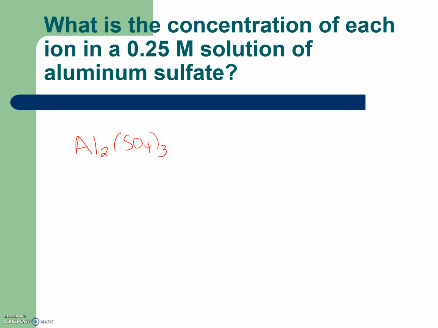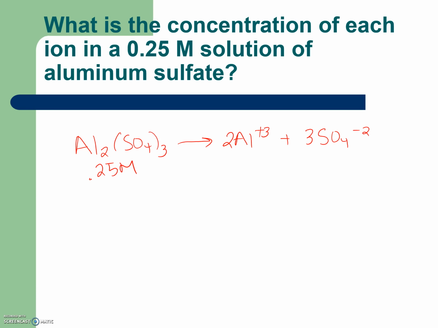And so now we need to break this apart. We're going to break this apart into 2Al+3 plus 3SO4-2. So I have 0.25 molar of aluminum sulfate. How much of each of the other ones do I have? Test yourself, pause the video and see if you can get it correct.